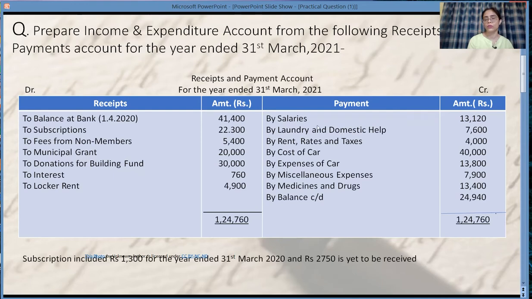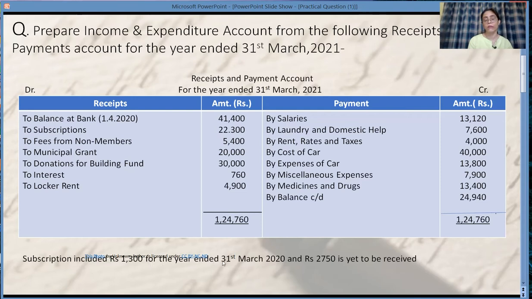And what have been the sources of payment? We have salaries of 13,120. Laundry and domestic help, 7,600. Rent, rates and taxes, 4,000. There has been a capital expenditure in the form of a car, which is 40,000, and another expense of 13,800. There have been miscellaneous expenses of 7,900. Medicine and drugs, 13,400, and the balance of cash and bank is 24,940.